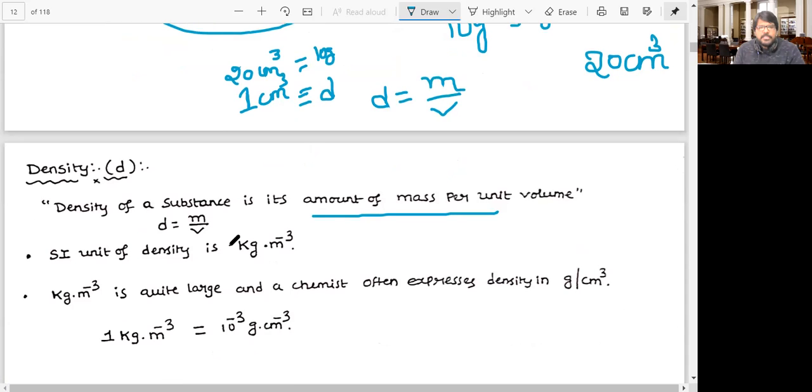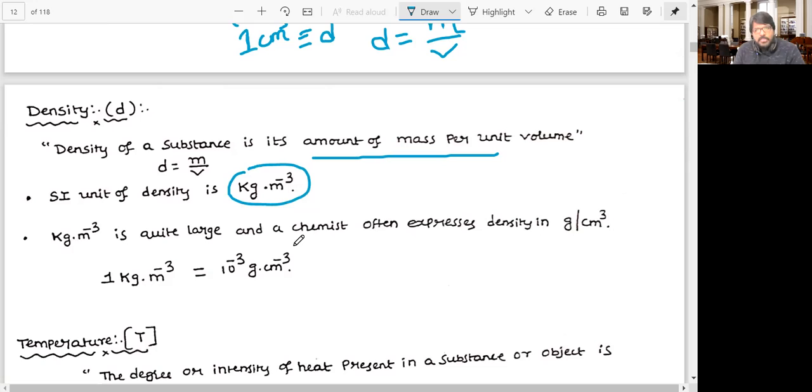The SI unit is, of course, kilogram per meter cube. But of course it's quite large, so we generally use the smaller units. Hence in lab we generally use gram per centimeter cube, because the experiments are performed with small quantities. Temperature.